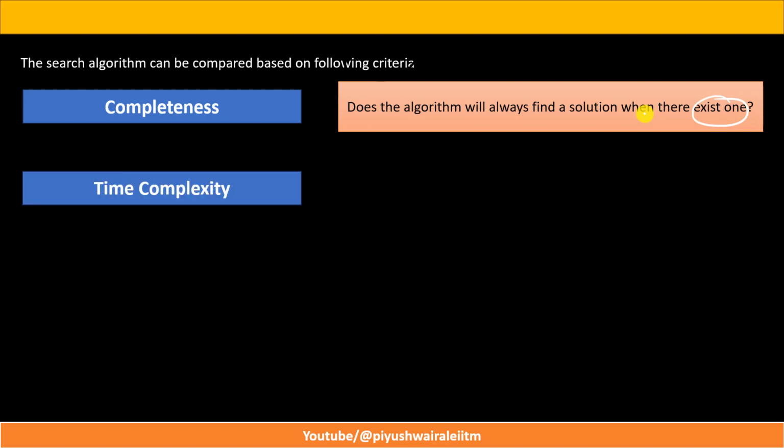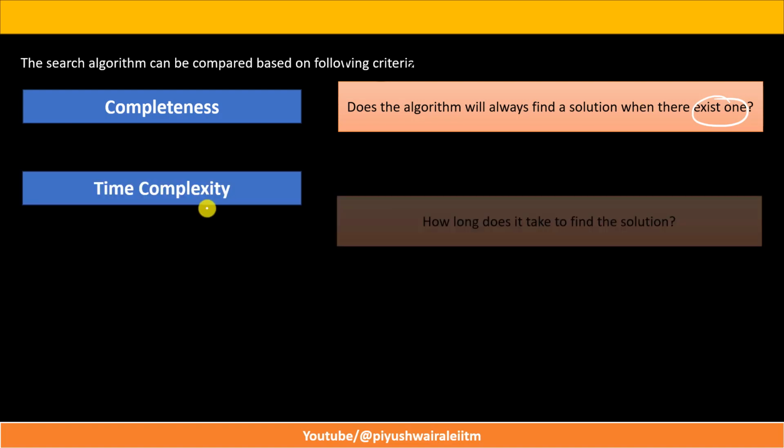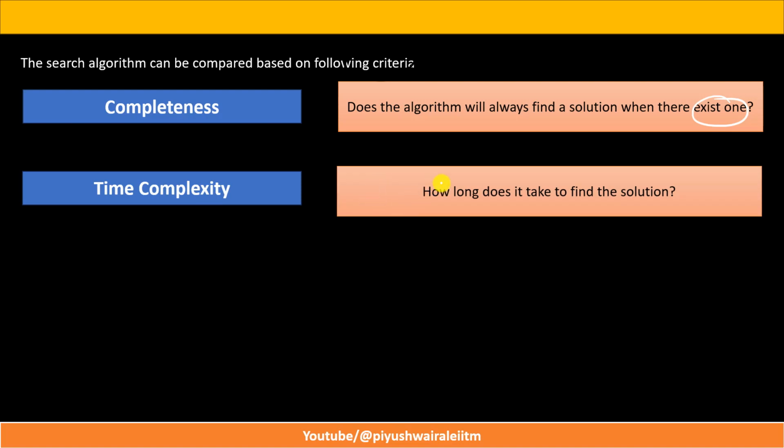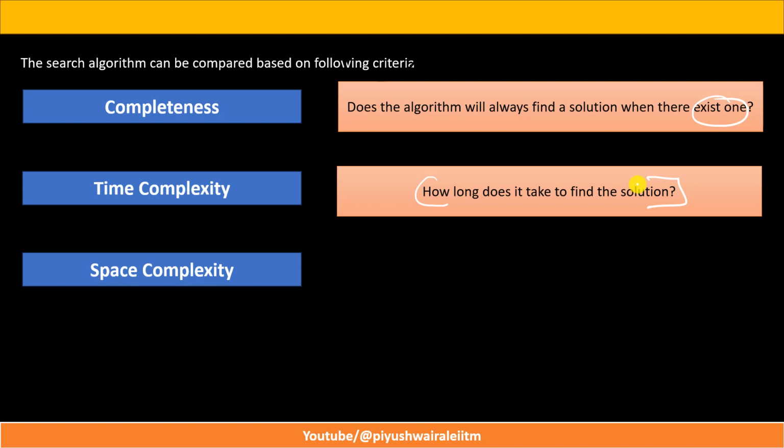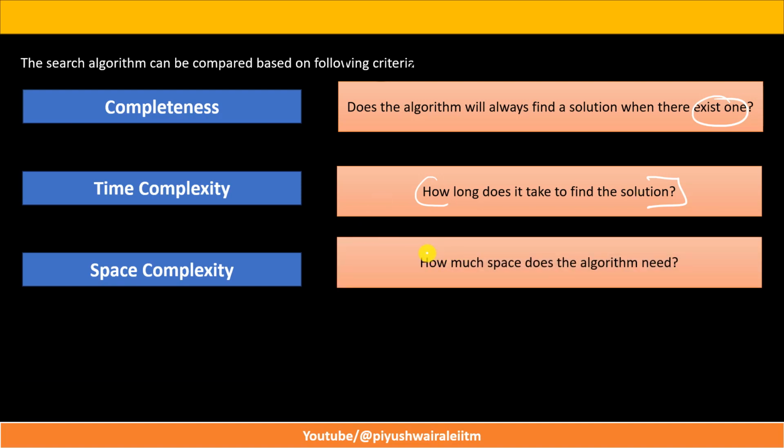Now the next component is time complexity. What is time complexity? It is basically how long it takes to find a particular solution, right? We'll discuss this in detail. Now, what is space complexity? It is basically how much space the algorithm needs. We covered this in the previous lectures, but we'll also discuss it in detail in this video. So space complexity means how much space, or memory, does the algorithm need, right?